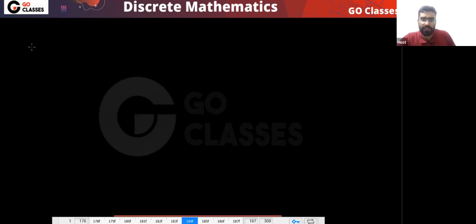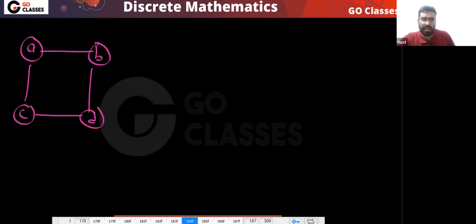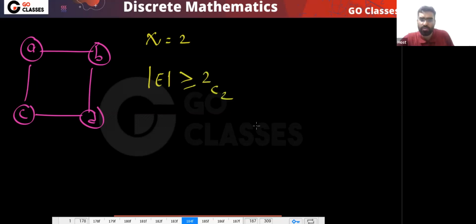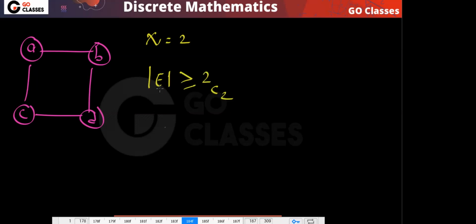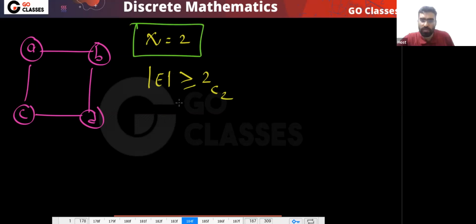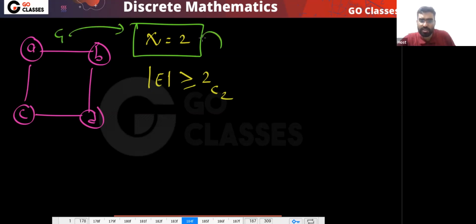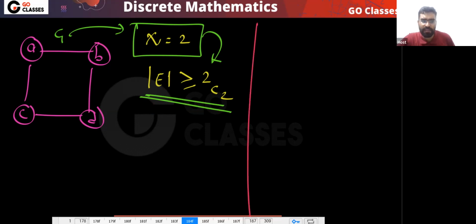Every graph, you take any graph, this A, B, C, D, you take this graph. In this graph, what is the chromatic number? The chromatic number is 2. And the number of edges will be greater than or equal to 2C2. This is what the theorem is saying. This theorem does not give you much useful information. It is saying that if zeta is 2, the number of edges will be greater than or equal to 2C2. So according to this theorem, the number of edges will be greater than or equal to 1. Don't confuse between a complete graph and zeta C2.